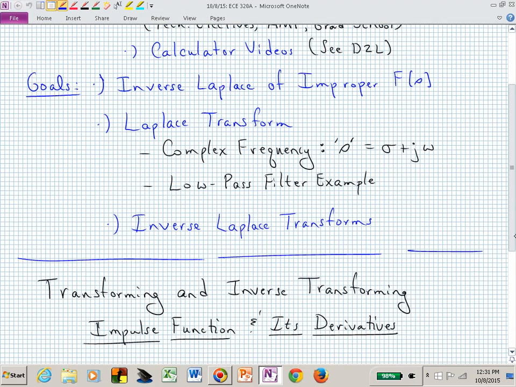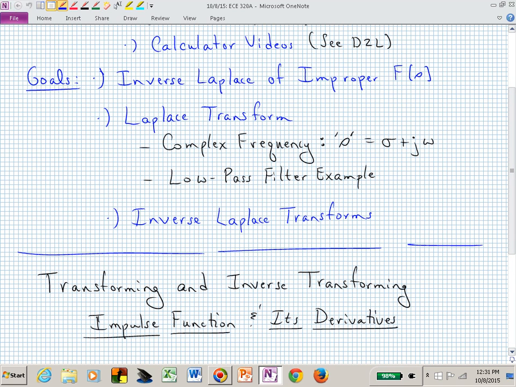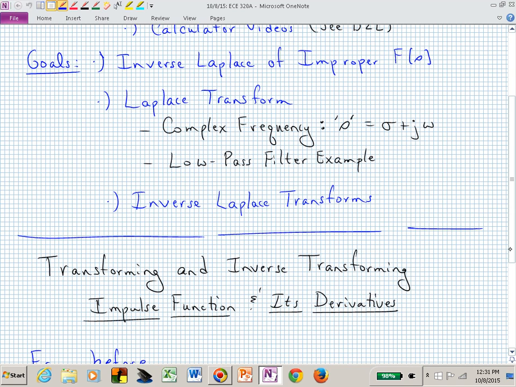There are calculator videos if you have an 89 or an Inspire that are on D2L that might help you check your work when you're doing inverse Laplace transforms. And that's what we will be doing today.